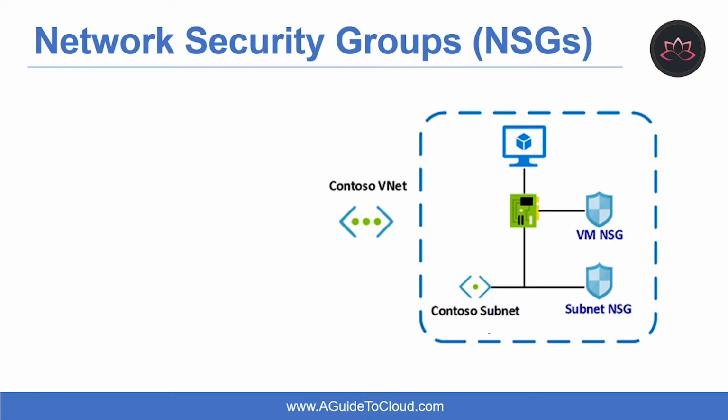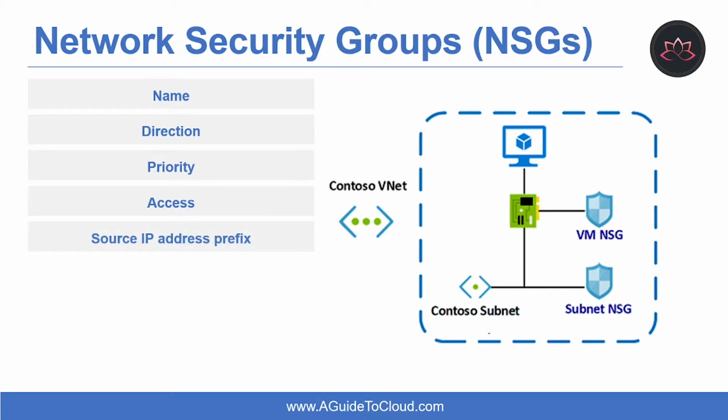Each rule consists of the following properties. The first one is name. This is a unique identifier for the rule. Then we have direction. This specifies whether the traffic is inbound or outbound. Next, we have priority. If multiple rules match the traffic, rules with the higher priority apply. Then we have access. This specifies whether the traffic is allowed or denied. Then source IP address prefix. This prefix identifies where the traffic originated from. It can be based on a single IP address or a range of IP addresses as well. Then we have source port range.